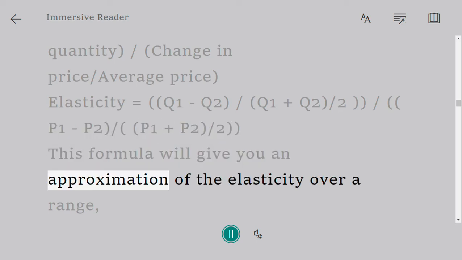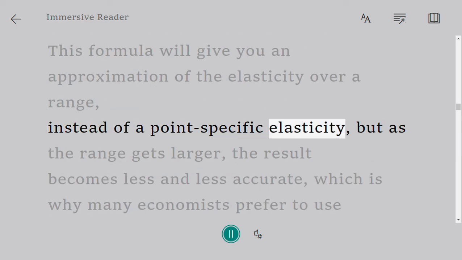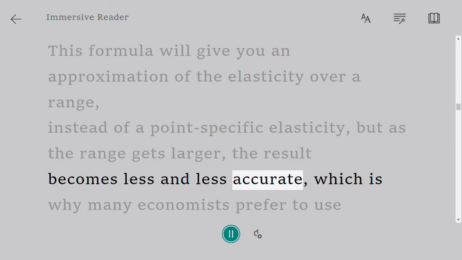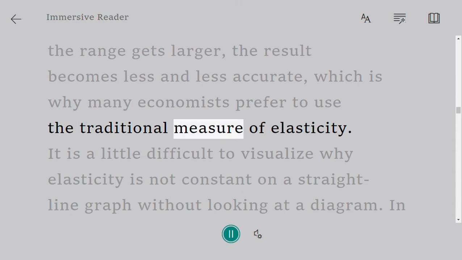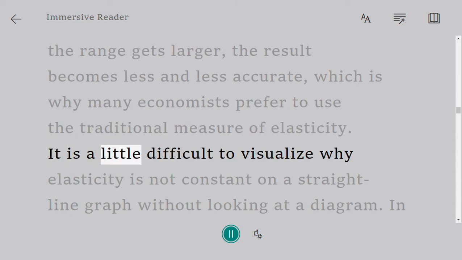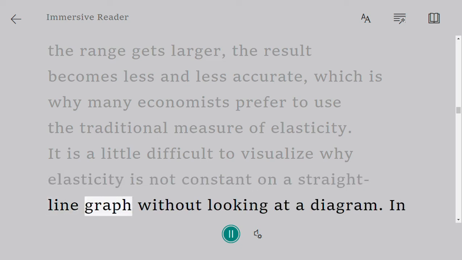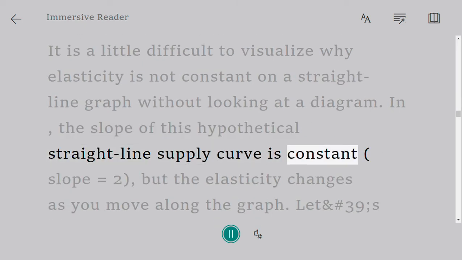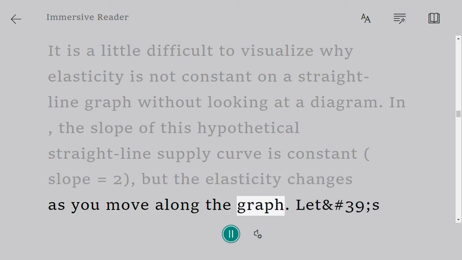This formula will give you an approximation of the elasticity over a range, instead of a point-specific elasticity, but as the range gets larger, the result becomes less and less accurate, which is why many economists prefer to use the traditional measure of elasticity. It is a little difficult to visualize why elasticity is not constant on a straight line graph without looking at a diagram. The slope of this hypothetical straight line supply curve is constant, slope equals 2, but the elasticity changes as you move along the graph.